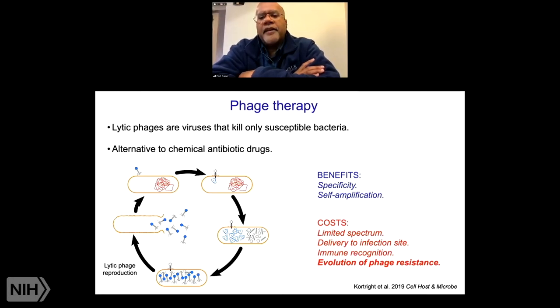Now, there are some costs that are somewhat related to those benefits. One is that if you have too much specificity, that gives you limited spectrum. And a drug with too limited of a spectrum, of course, is not going to be that useful. There could be a difficulty in delivering it to the infection site, depending on what that is in the human body. There could be immune recognition over time.